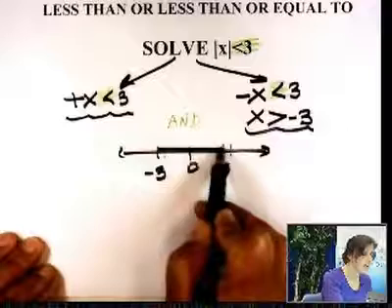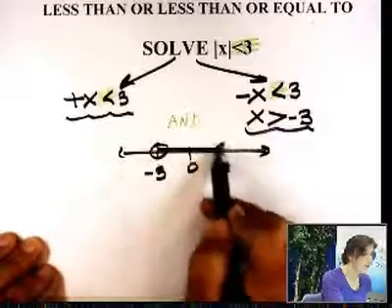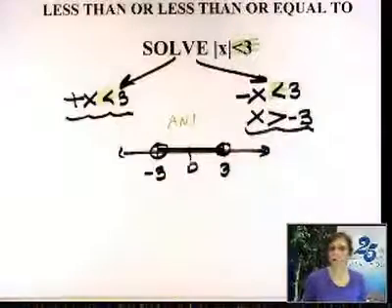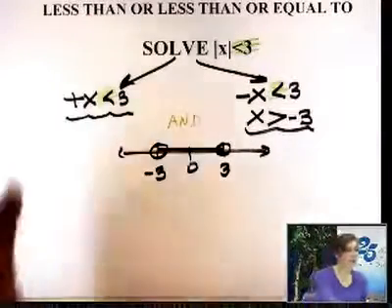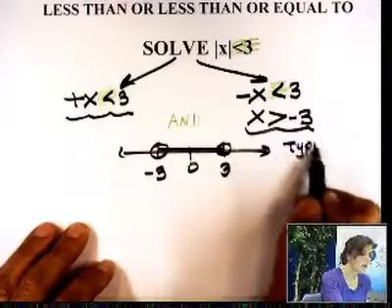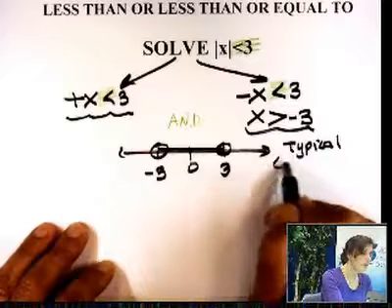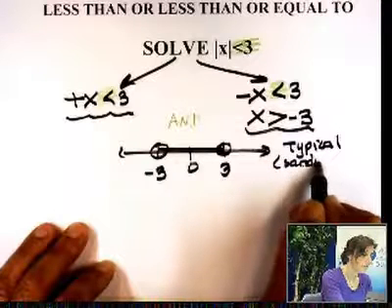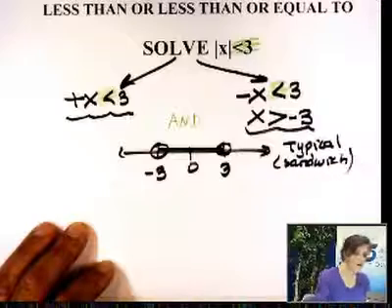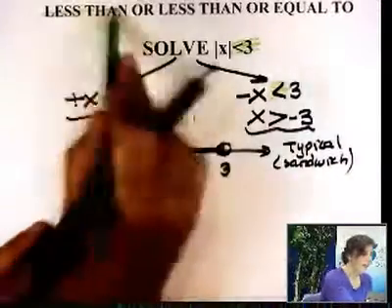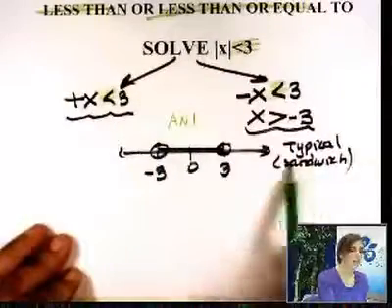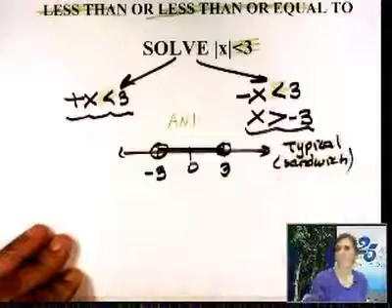I am between here and here. Open, open. And this is typical for less than questions. You'll always have a sandwich situation. Coming from here, coming from here. Typical. I'll put in parentheses, sandwich. And that is when you have a less than or equal to kind of thing. So you'll end up with a sandwich situation. All right?